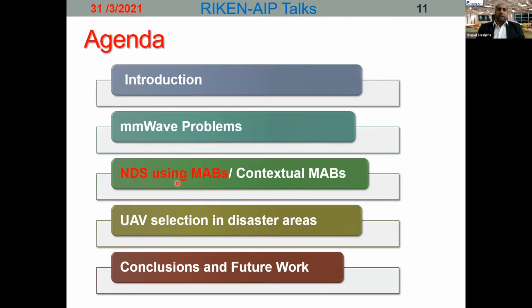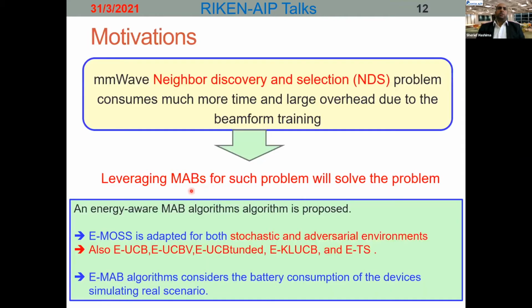Now we will handle our first problem, which is neighborhood discovery using multi-armed bandits, non-contextual bandits. Our motivation is to solve the neighborhood discovery of millimeter waves, which consumes much more time and large overhead because of the beamforming training process. We leverage the bandits.